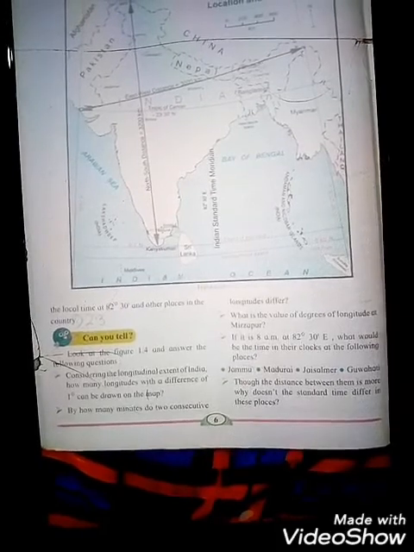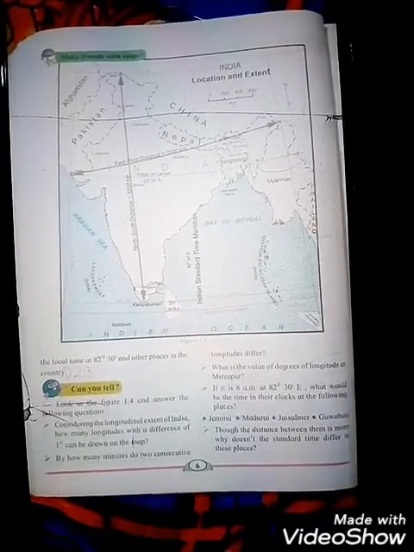Look at Figure 1.4 and answer the following questions. Considering the longitudinal extent of India, how many longitudes with a difference of 1 degree can be drawn on a map? That way there will be 29 longitudes. By how many minutes do two consecutive longitudes differ? That is 4 minutes, 1 degree, 4 minutes. What is the value of the degree of longitude at Mirzapur? Now I have learned about the Indian Standard Time: 82 degree 30 minutes.